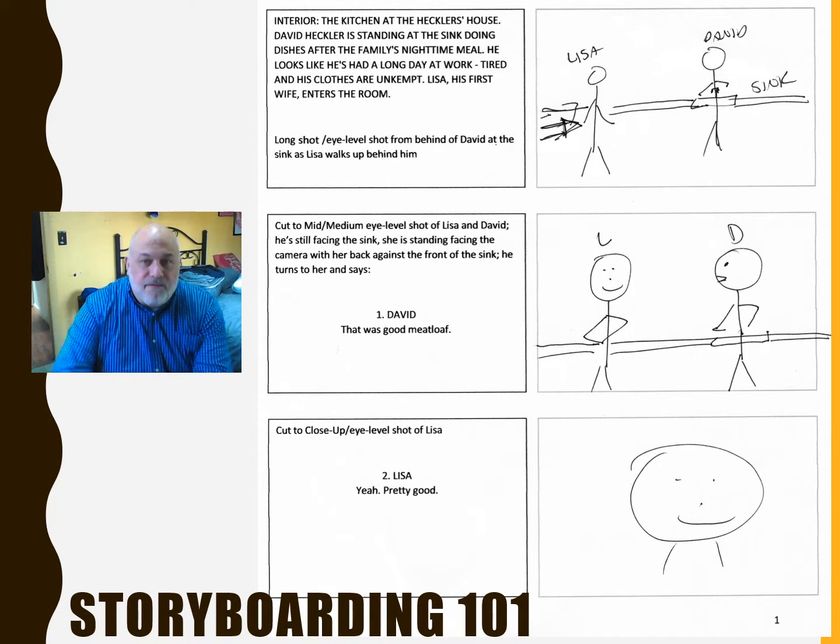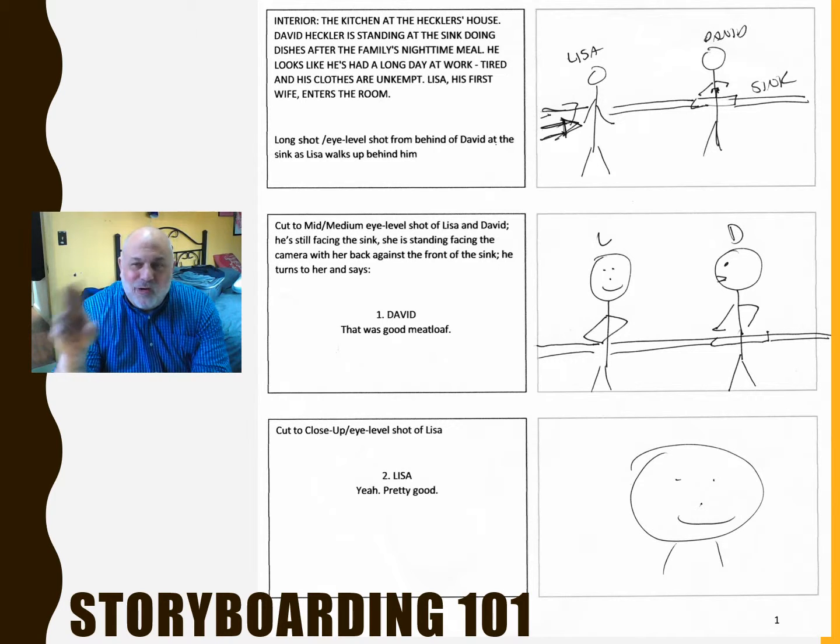Here is my first panel. On the left top, you see this is my first camera shot. The interior description: the kitchen at the Heckler's house. David Heckler standing at the sink doing dishes after the family's nighttime meal. He looks like he's had a long day at work, tired, and his clothes are unkempt. Lisa, his first wife, enters the room. So you can see under there it says long angle, eye level shot from behind of David at the sink as Lisa walks up to him.